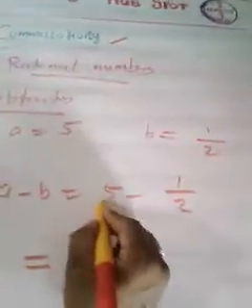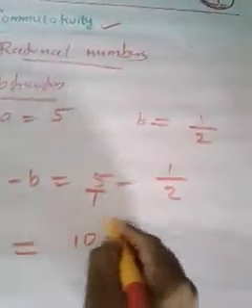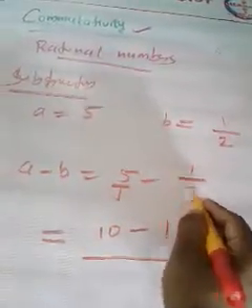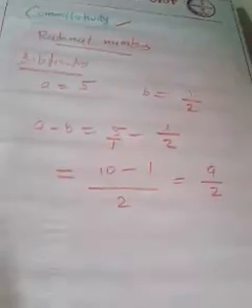Similarly, as in the previous case, you just give a denominator 1 and cross multiply. 5 into 2 is 10, minus 1 into 1 is 1, divided by 1 into 2 is 2. The answer is 9 by 2. A minus B we got as 9 by 2.